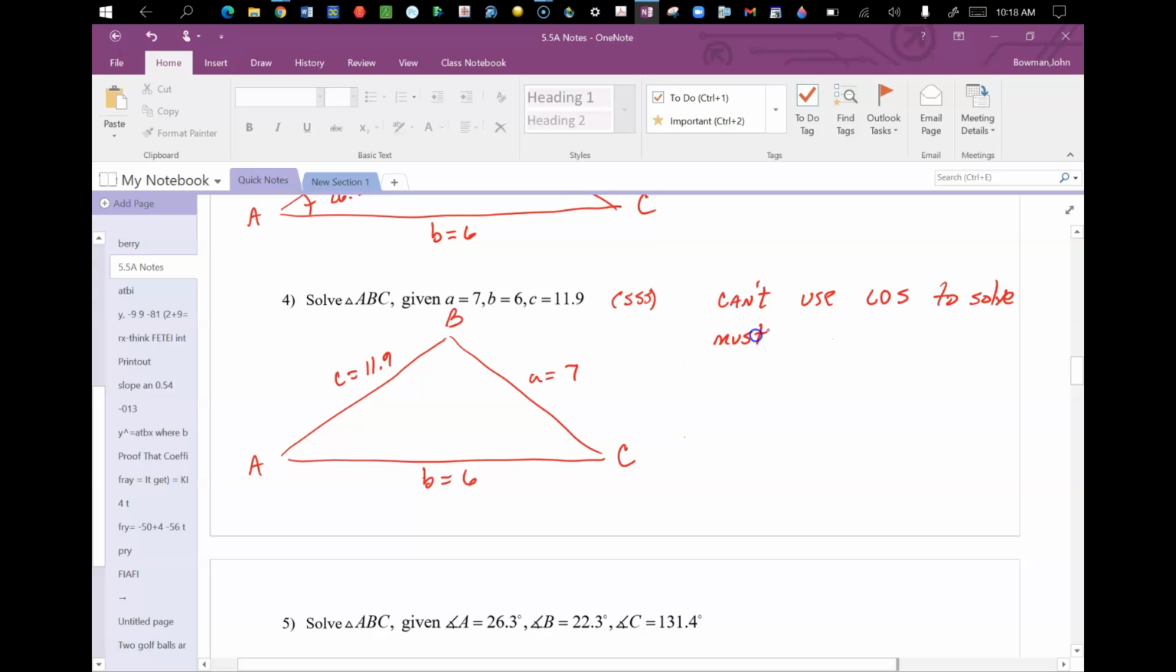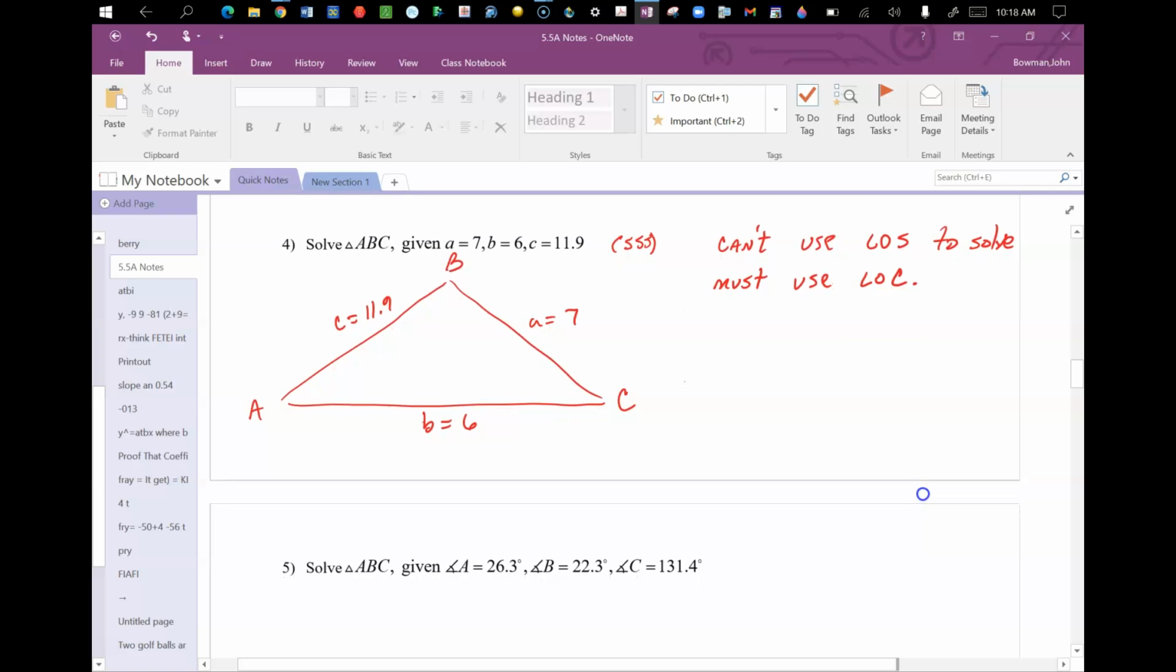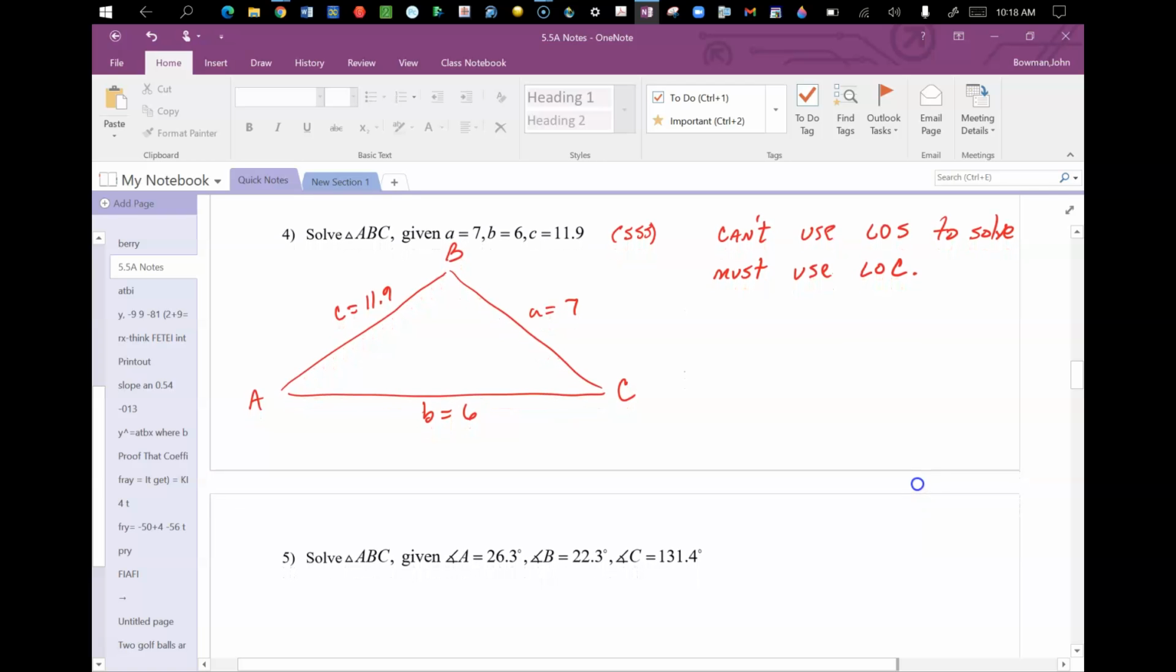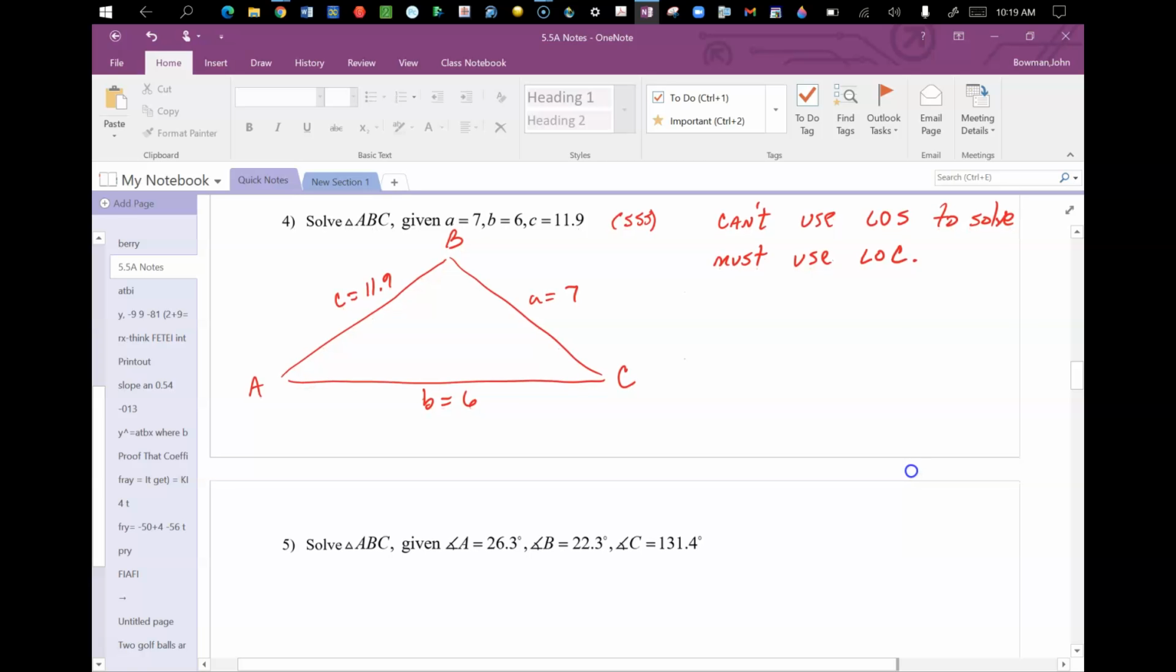Must use what we're going to call the law of cosines, which we will talk about later on. The only situation where you could solve this, if you have the side, side, side situation, is if it is a right triangle, and you can verify that by seeing if a squared plus b squared is equal to c squared, and you will see that it's not, so it's not a right triangle, so you cannot solve that.